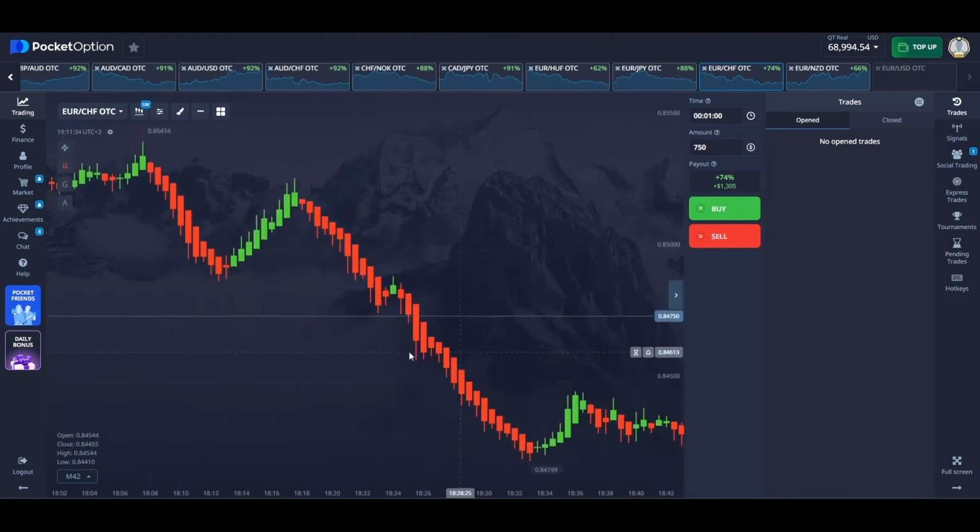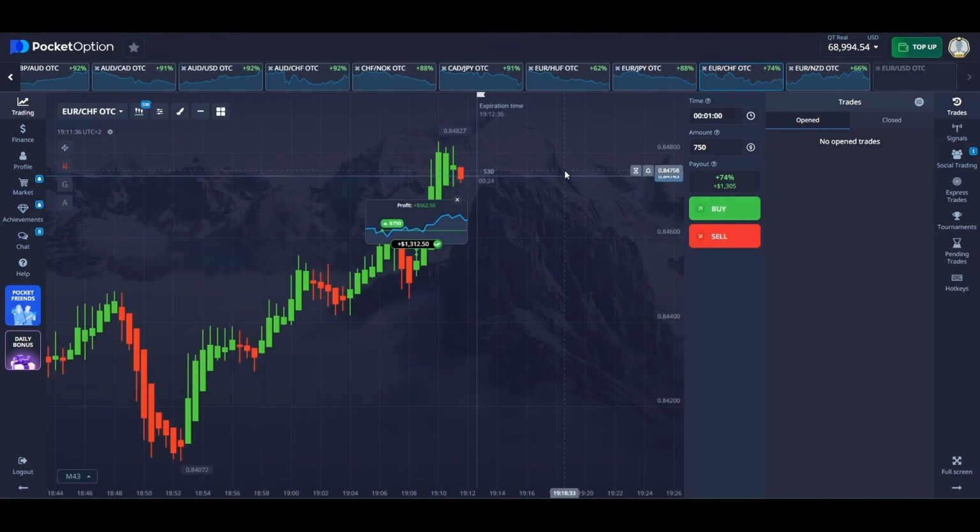Yeah, if you had a downtrend here and you were making money on it, now it's an uptrend, and you can profit from that too. So, I hope the pattern is clear now.